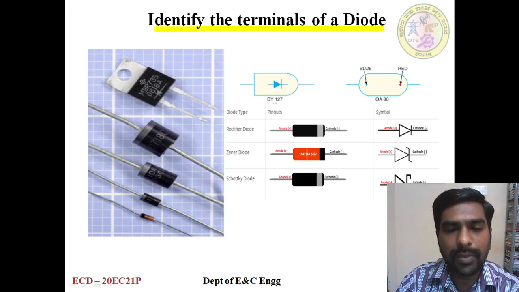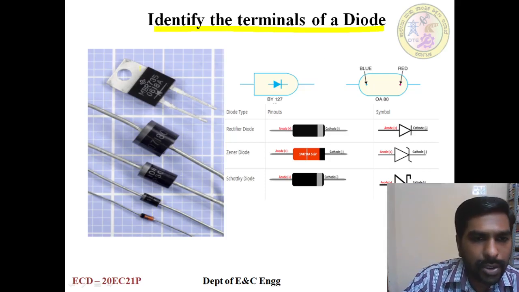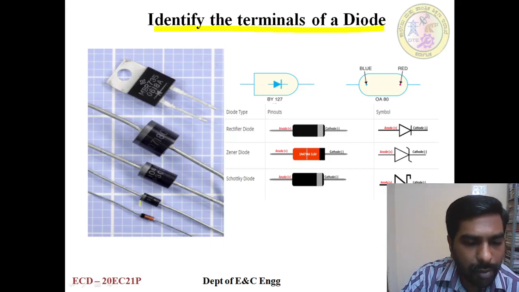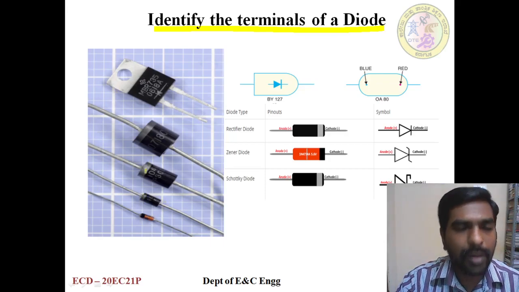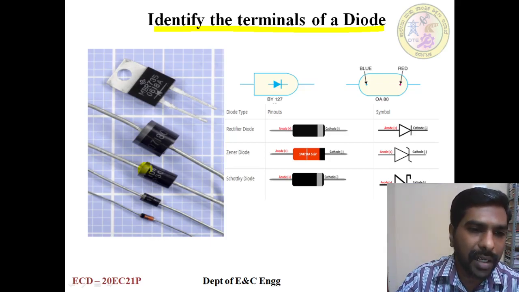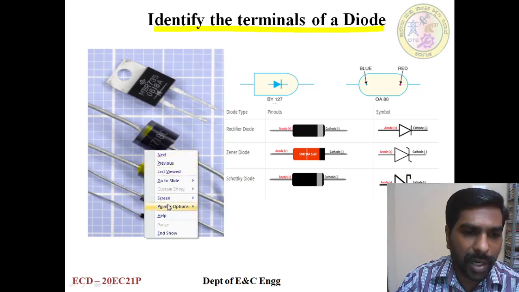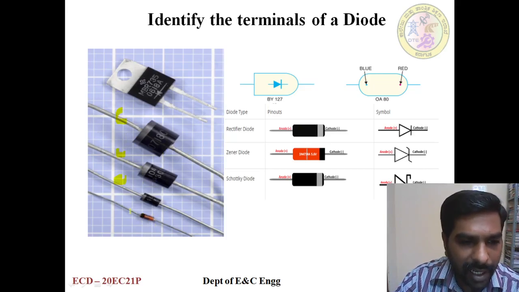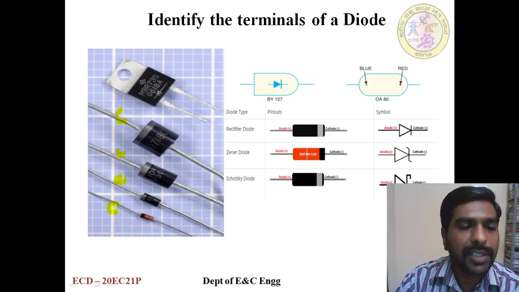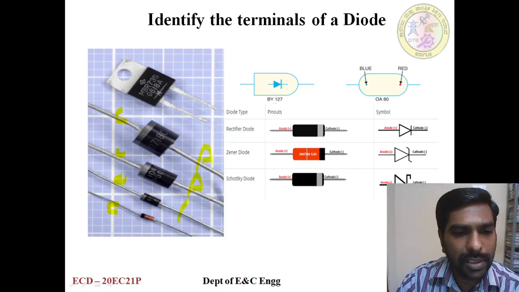Identify the terminals of the diode. These are all the different diodes available in the market. If you carefully observe the diode, one end has a silver color mark, a color band. This color band indicates the cathode. And on this one there is a black color band, which is also the cathode. If one terminal is identified as the cathode, then the other is the anode. These are all the anodes.